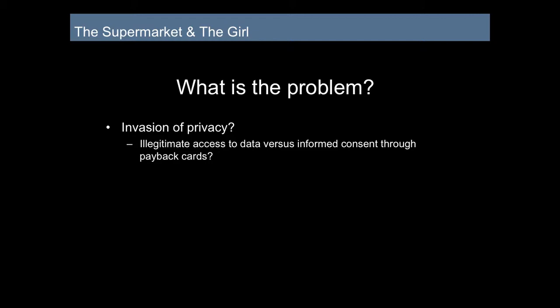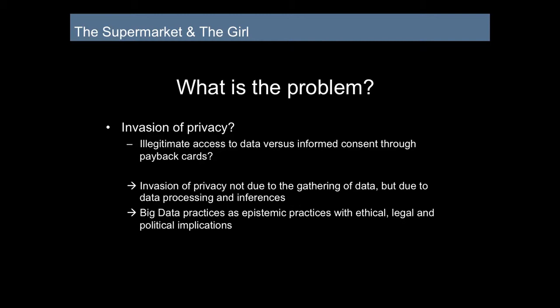So what I think is a more interesting approach, rather than going via privacy, is to think about big data in different terms. The invasion of privacy in that case is not due to the gathering of data, I argue, but due to the data processing and the inferences made after this data has been gathered. So this is about big data practices as epistemic practices, that means as knowledge practices, which have certain ethical, legal, and political implications. But I think we need to take a look at the very specific knowledge practices before we can think about what the ethical, legal, and political implications are. Or let's put it differently, we need to think these questions together.